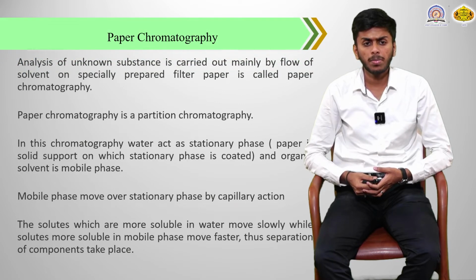Now we will study paper chromatography. Analysis of unknown substances carried out mainly by flow of solvent on specially prepared filter paper is called paper chromatography. Paper chromatography is a partition chromatography. In this chromatography, water acts as a stationary phase, and paper is the solid support on which the stationary phase is coated, and an organic solvent is the mobile phase.